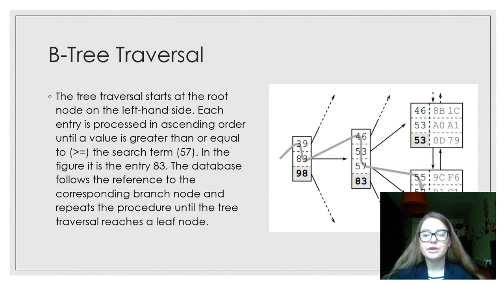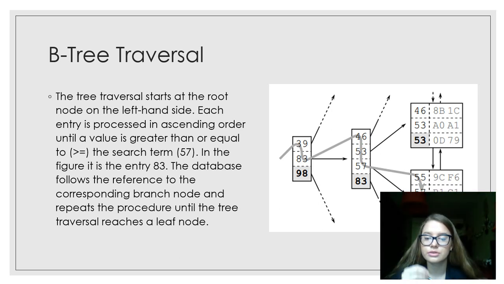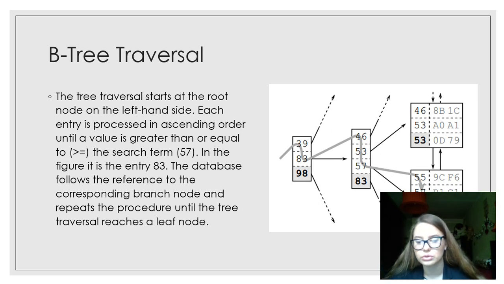The following figure shows an index fragment to illustrate a search for the key 57. The tree traversal starts at the root node on the left-hand side. Each entry is processed in ascending order until a value is greater than or equal to the search term, 57. In the figure, it is entry 83. The database follows the reference to the corresponding branch and repeats the procedure until the tree traversal reaches a leaf node.